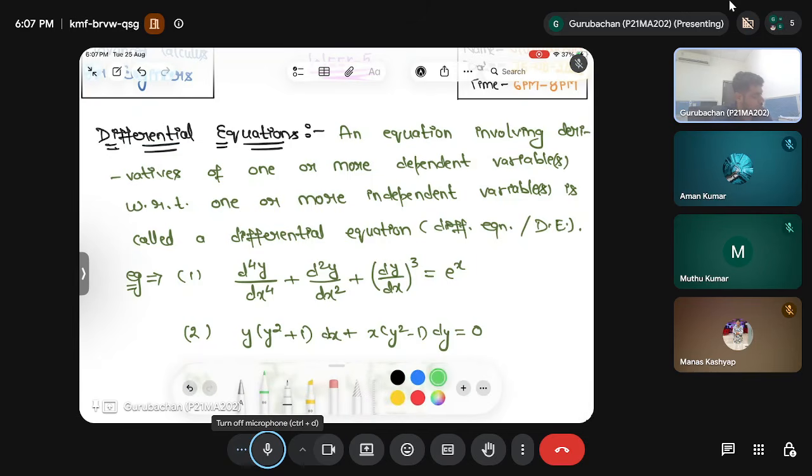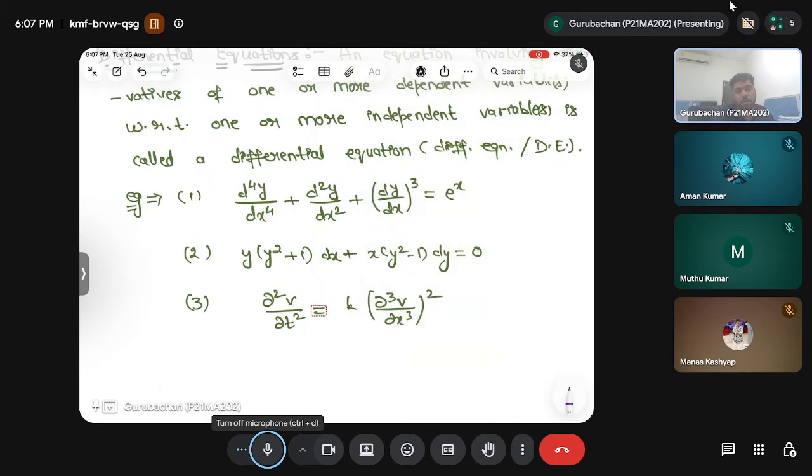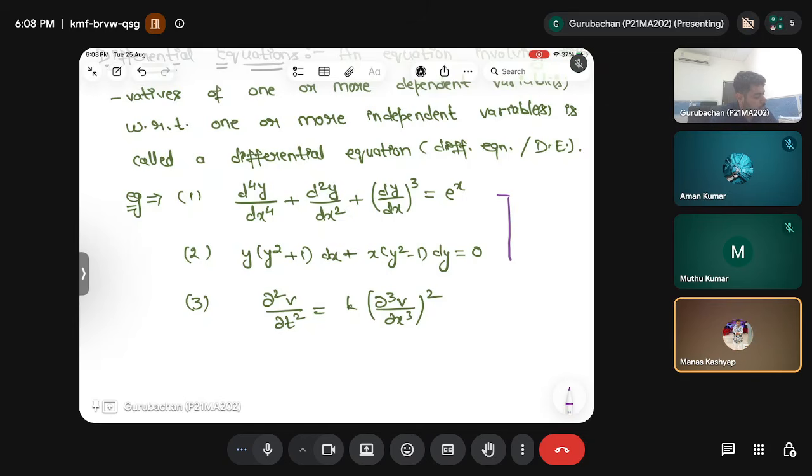So now tell me, out of these differential equations, which one is ODE and which one is PDE? Everybody is aware of what ODE and PDE are? See, ODE means you have only one independent variable. Yes, please, Manas, you want to say something? Yes, sir. First and second are ODE. Third one is PDE. Yes, so these two are ordinary differential equations, and this is a partial differential equation.